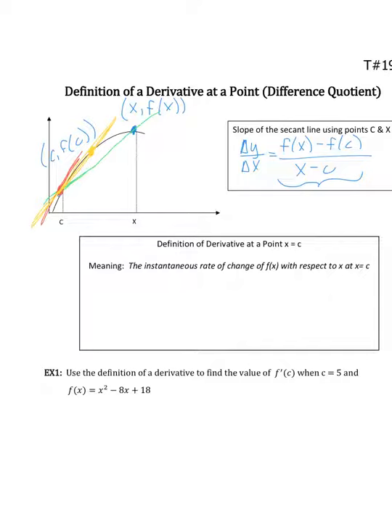So what could I do to make the approximation better? I think you can see that the secant line gets closer and closer to the tangent line as x is getting closer and closer to c. If I move this x over, the secant line gets closer to the tangent line. So the secant line gets closer to the tangent line as x gets closer to c.